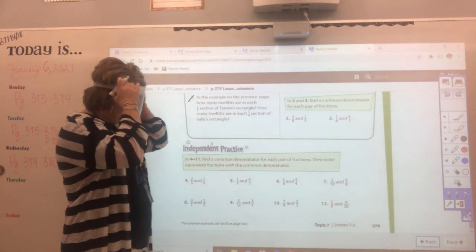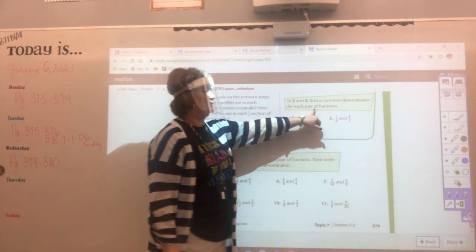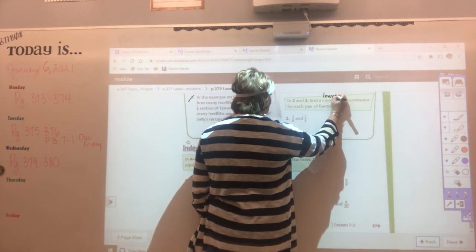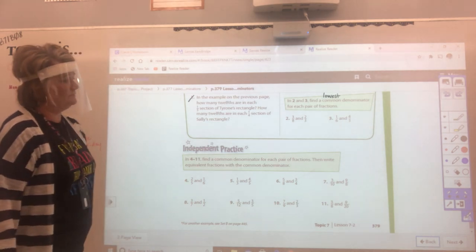Here's what I want you to write. Here's what they're wanting you to do. They're wanting you to find a common denominator for each pair of fractions. I want you to write the word lowest on top of that. That's important to me, that you find the lowest common denominator.